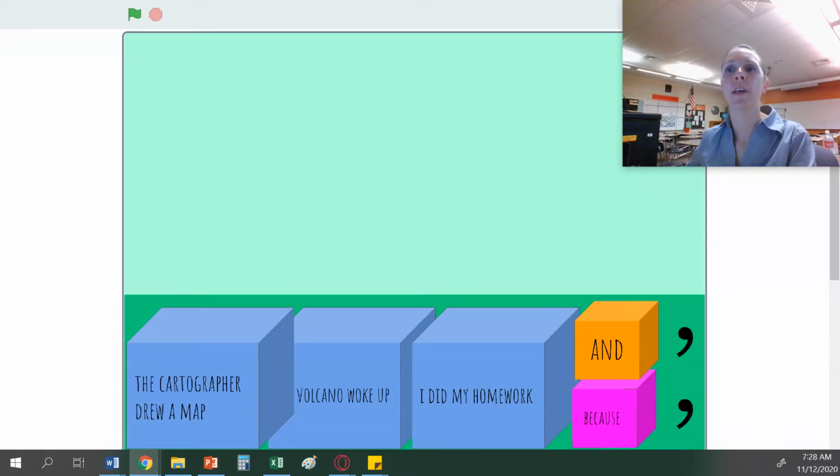Morning, guys. So today we are going to review the types of sentences that we've learned over the past couple of weeks. So we've learned about simple sentences, compound sentences, and complex sentences, and we're going to learn how to tell them apart and just practice identifying them without your cubes.